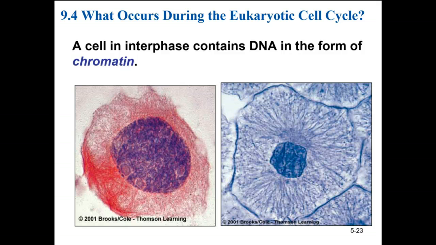Then there's the synthesis phase, which is characterized by DNA replication. And then there's another growth phase called G2, which includes completion of cell growth and preparation for division of the cell into daughter cells. So once again, interphase consists of G1, S, and G2. In G1, the cell grows and differentiates if necessary. In S, the DNA is replicated. In G2, the cell grows and prepares for mitosis and cytokinesis.